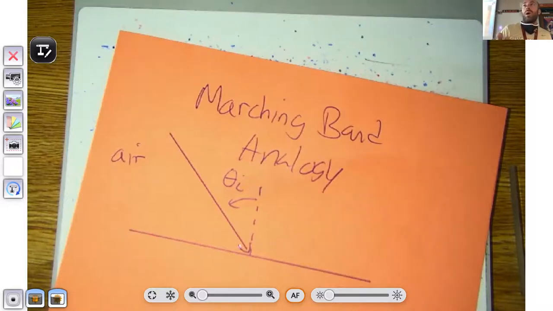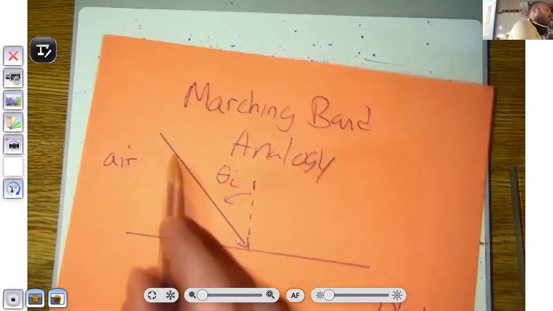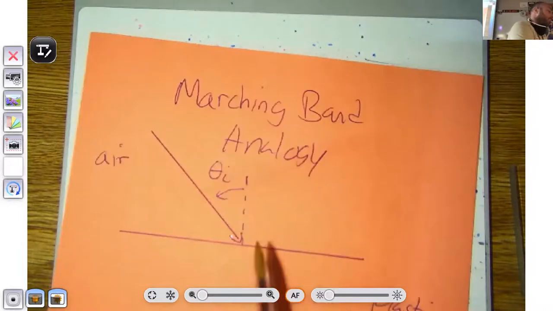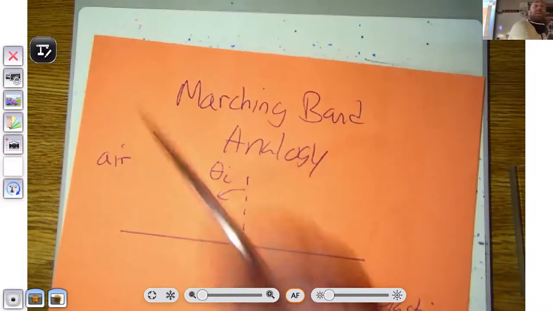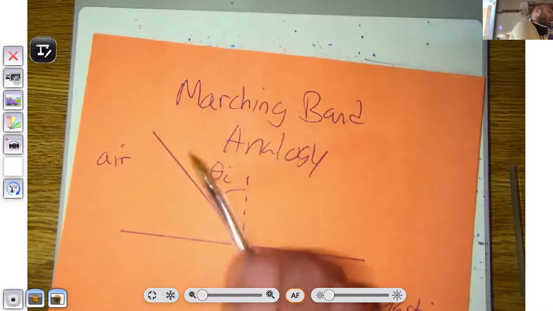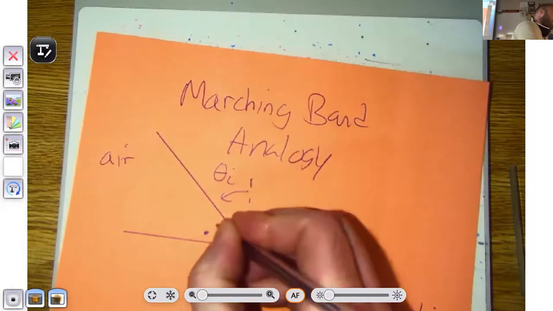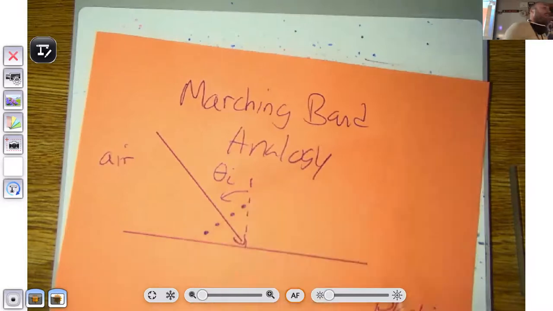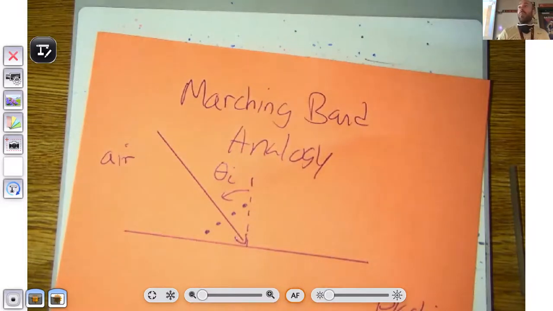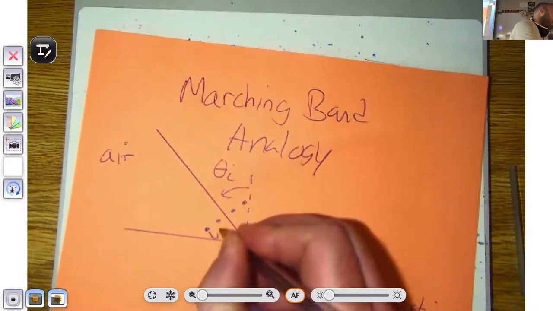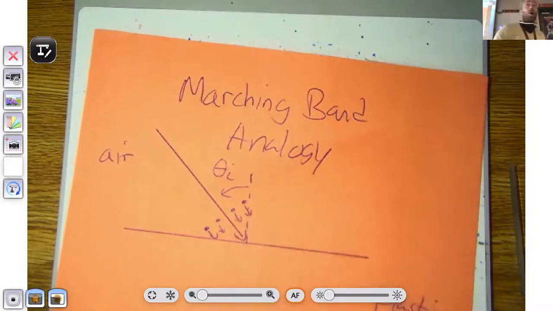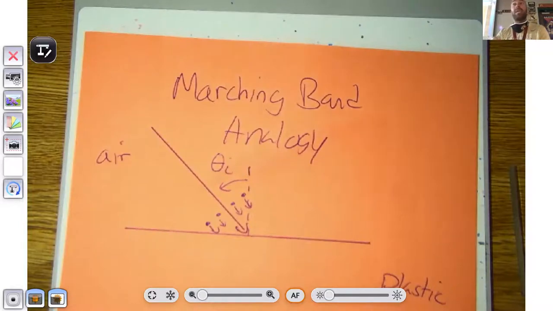Now, when you're in a marching band, let's say you're in a parade. There's usually 4 or 5 people across in a row, right? So let's imagine that we have this marching band, and this incident light ray is the midpoint. And all of a sudden we have 4 people in a row in this marching band, and they're all marching forward, hopefully in step, hopefully at the same speed, because that's what makes a good marching band, right?